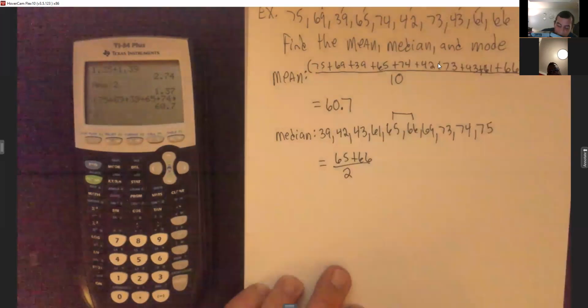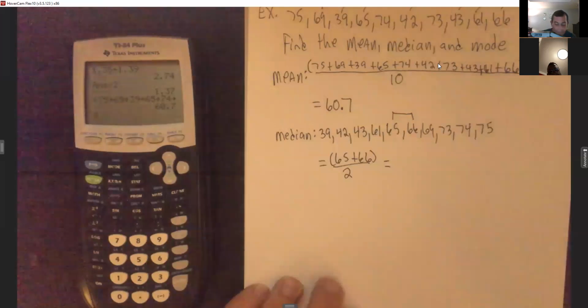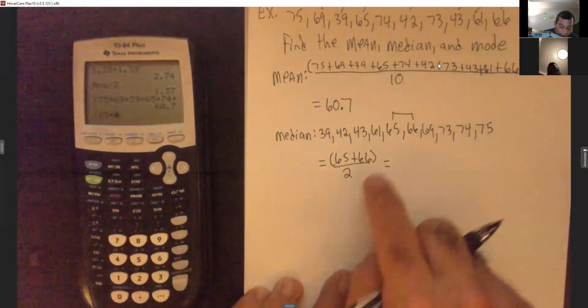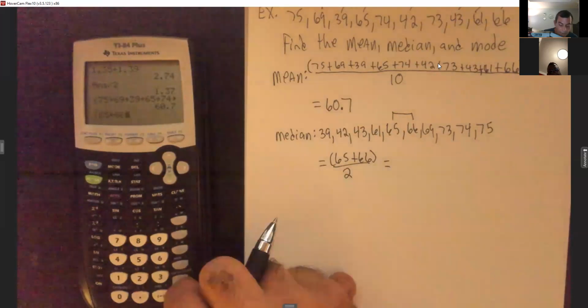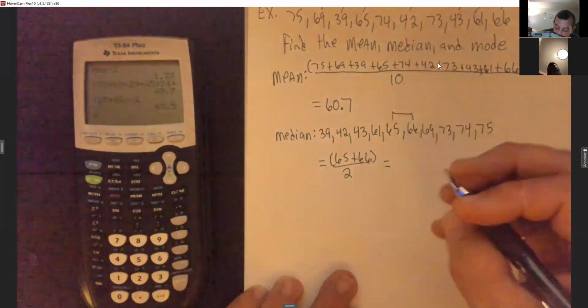Once again, if you do that on a calculator, put parentheses around the top. All right, so here we go. 65 plus 66 divided by 2 should give me 65.5.